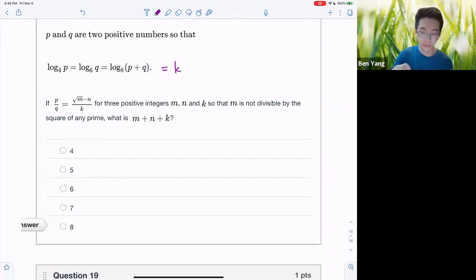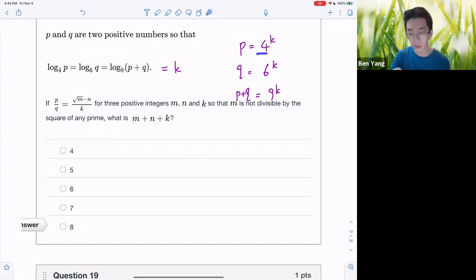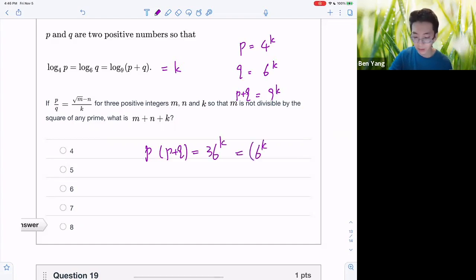Based on the definition, P is equal to 4 to the power of K. Q is equal to 6 to the power of K. P plus Q is equal to 9 to the power of K. But notice that 4 times 9 is equal to 6 squared. So P times P plus Q, that's 36 to the power of K. That's 6 to the K squared, that's Q squared.